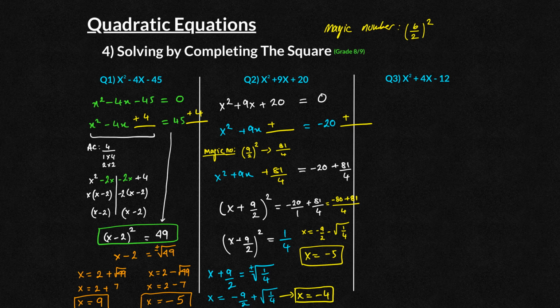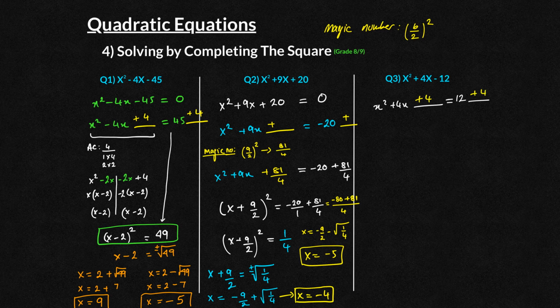Okay, I'm finishing off on question 3, where we have x squared plus 4x minus 12. So right now, leaving enough space for the magic number, we've got x squared plus 4x, and then we've shifted the negative 12 to the right hand side, so it becomes positive 12, and then of course space for the magic number. So magic number is half of b and square it, so half of 4 would be 2, and 2 squared is plus 4, so our magic number is plus 4 for both sides.